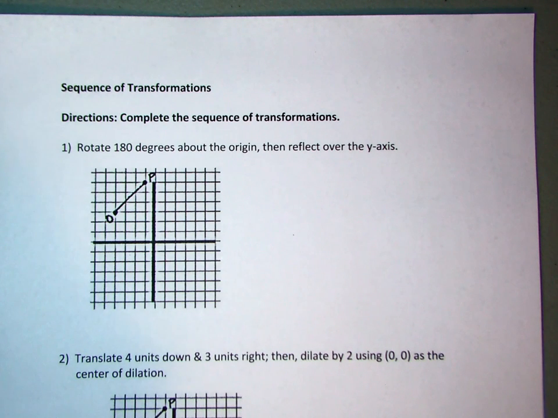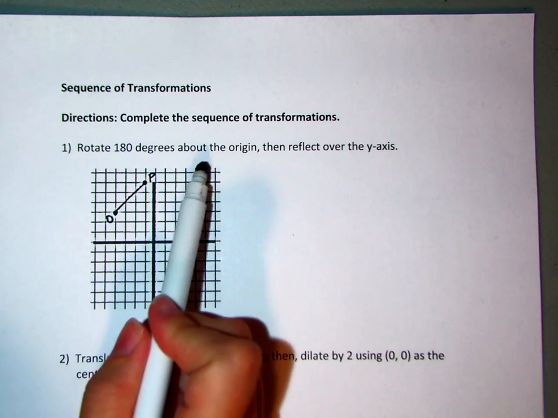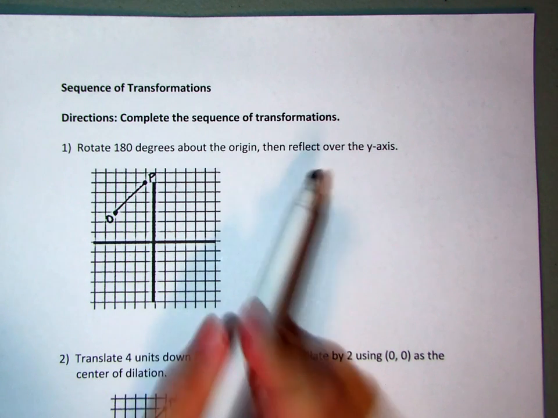This lesson is on sequence of transformations. In this lesson, we're working to create sequences of transformations, and we also need to be able to recognize them. The directions for the first problem say complete the sequence of transformations. So in number 1, we're first supposed to rotate 180 degrees about the origin, and then we are to reflect.